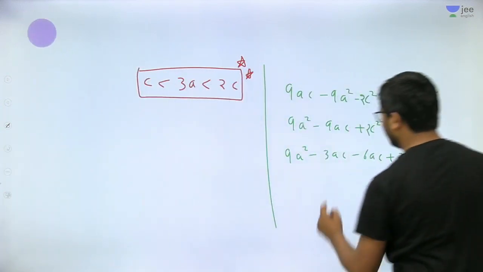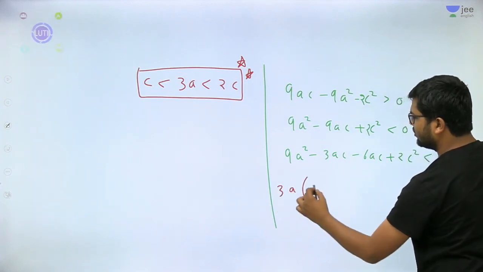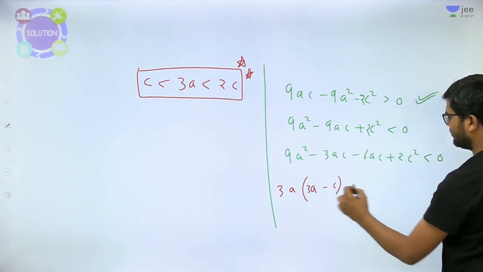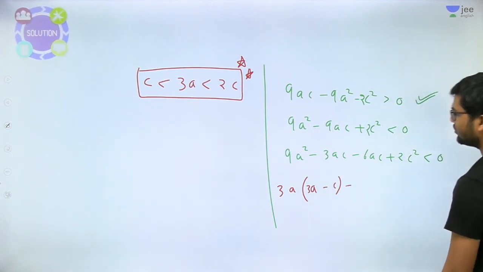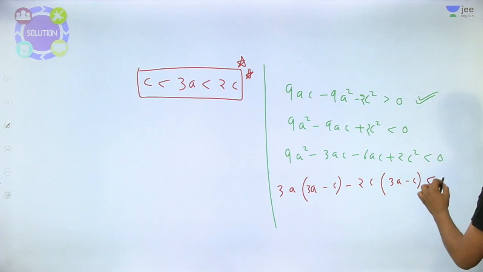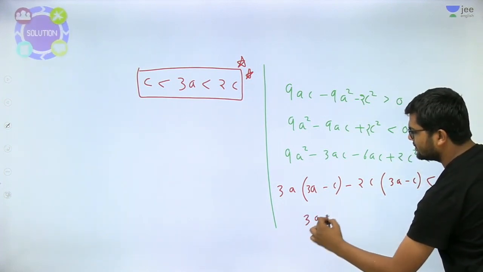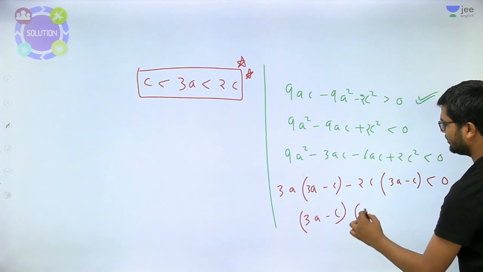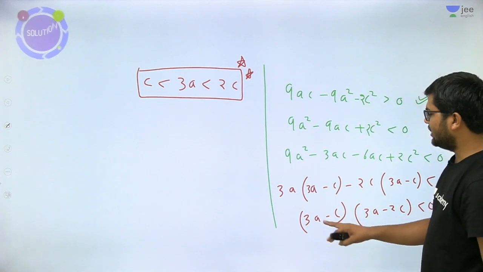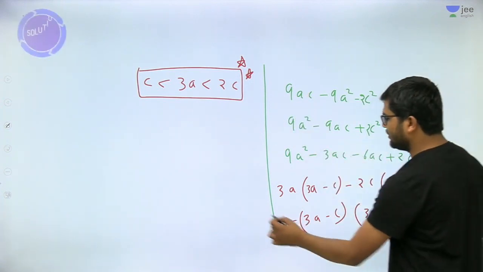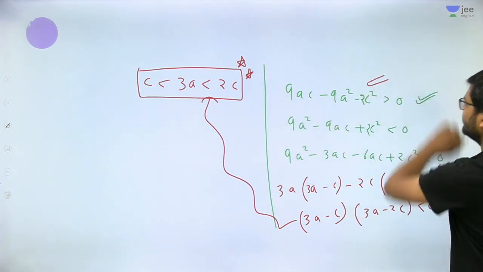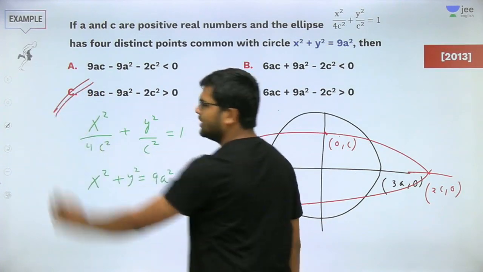Now just factorize this one. Take 3a common: 3a minus c, and from the other terms take out minus 2c as common, it will become 3a minus c less than 0. Now take out 3a minus c as common and it will become 3a minus 2c less than 0. So from here I can conclude that 3a belongs to c to 2c. So this inequality corresponds to this inequality. Therefore this inequality is true and the answer will come out to be C for Calcutta.